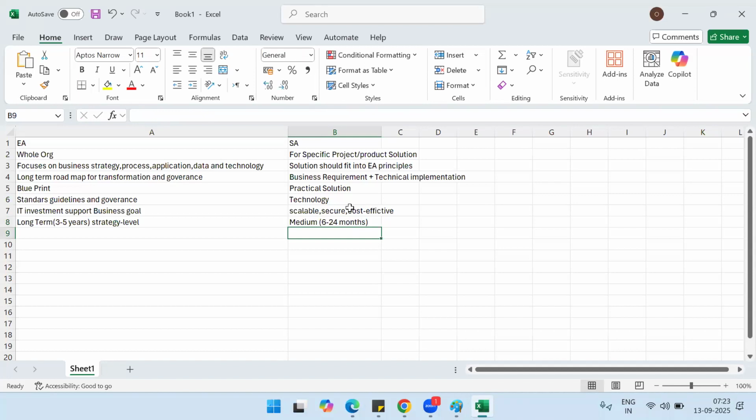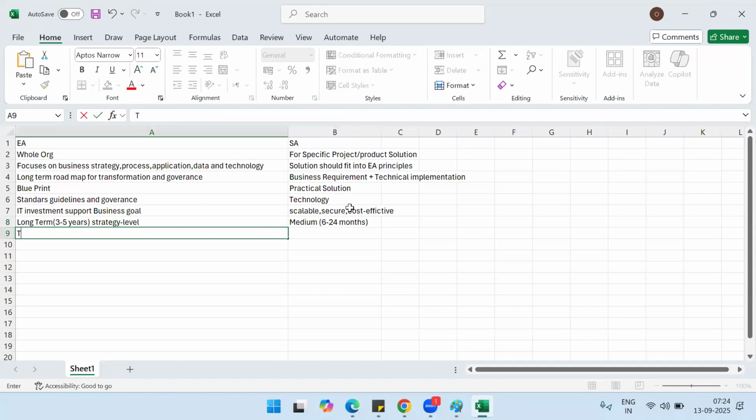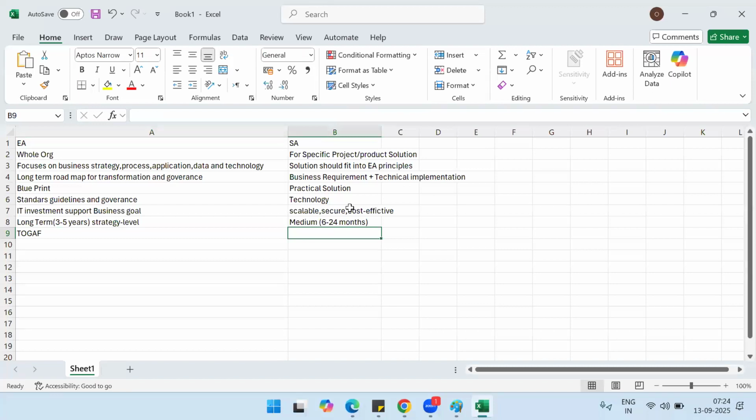Who should be TOGAF certified? I feel both. Everyone should be, at least. If you are TOGAF certified, then you are an enterprise architect. TOGAF certification is mainly for that, while solution architects are certified in specific technologies. Like if you are in AWS, then AWS Solution Architect, Associate, Professional, SysOps admin. So they are more in that.